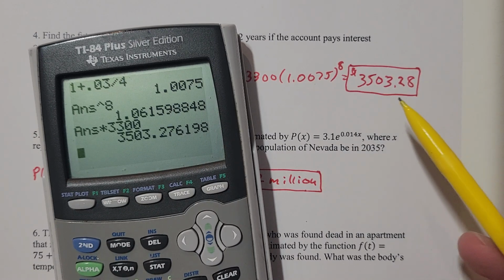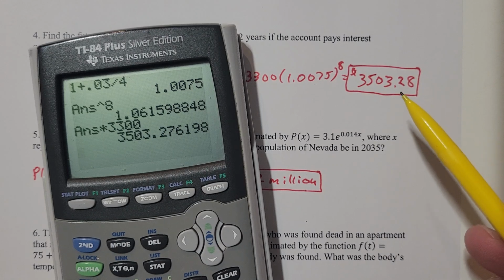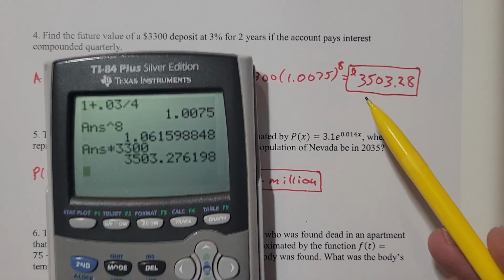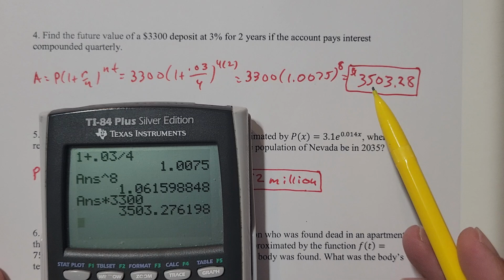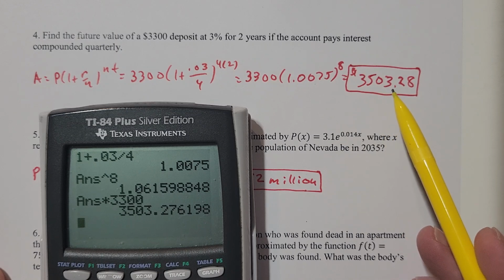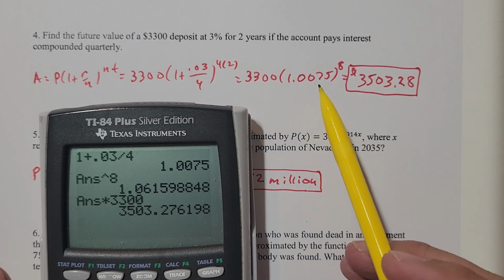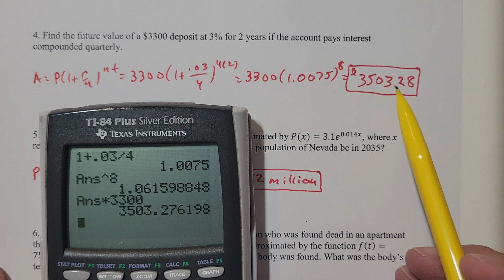And now, by the way, you're working with money, so always go to the nearest cent for rounding purposes. So it looks like in 2 years, if I just let the money sit there and do its thing, I should have $3,503.28. Now, be careful about rounding anything. I wouldn't round anything until the very end when you go to the nearest cent.